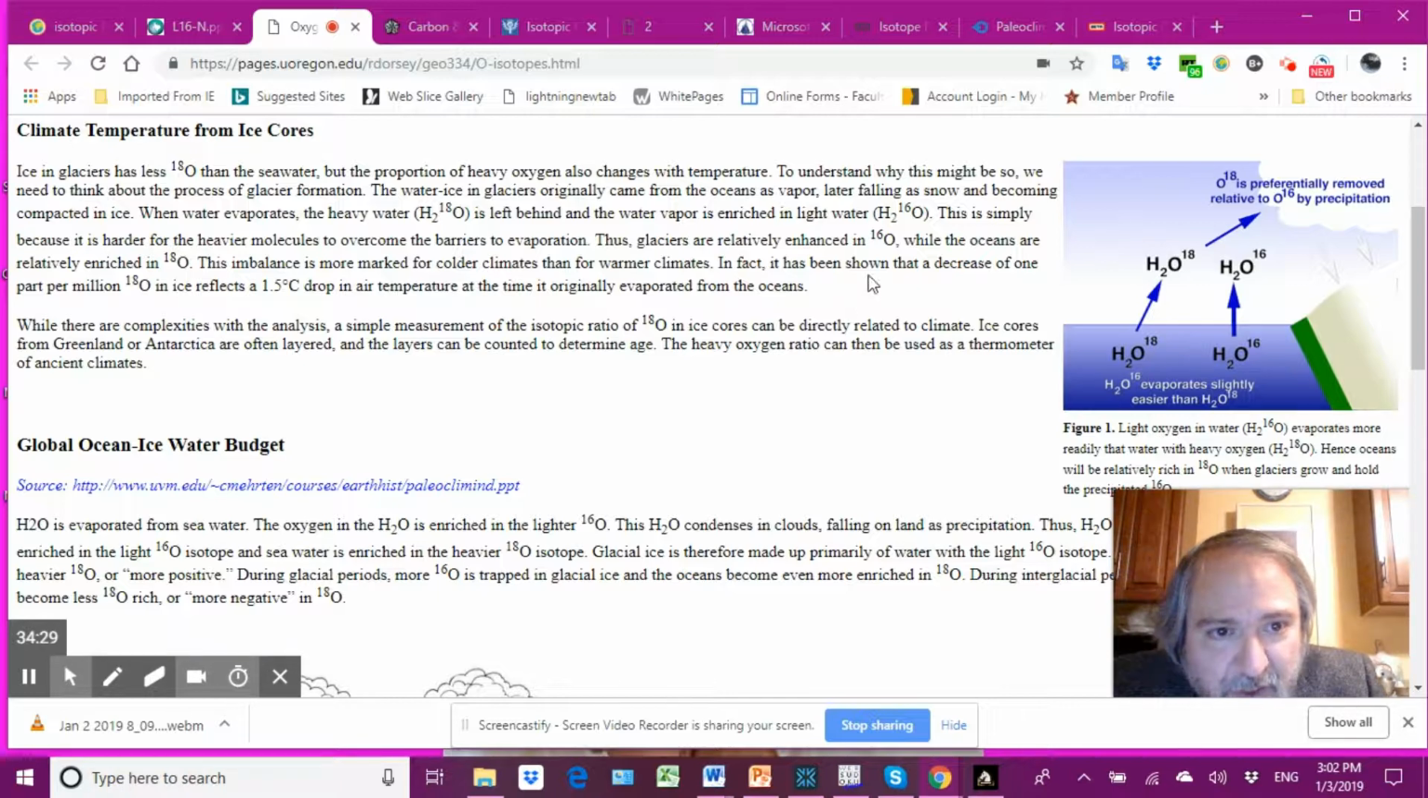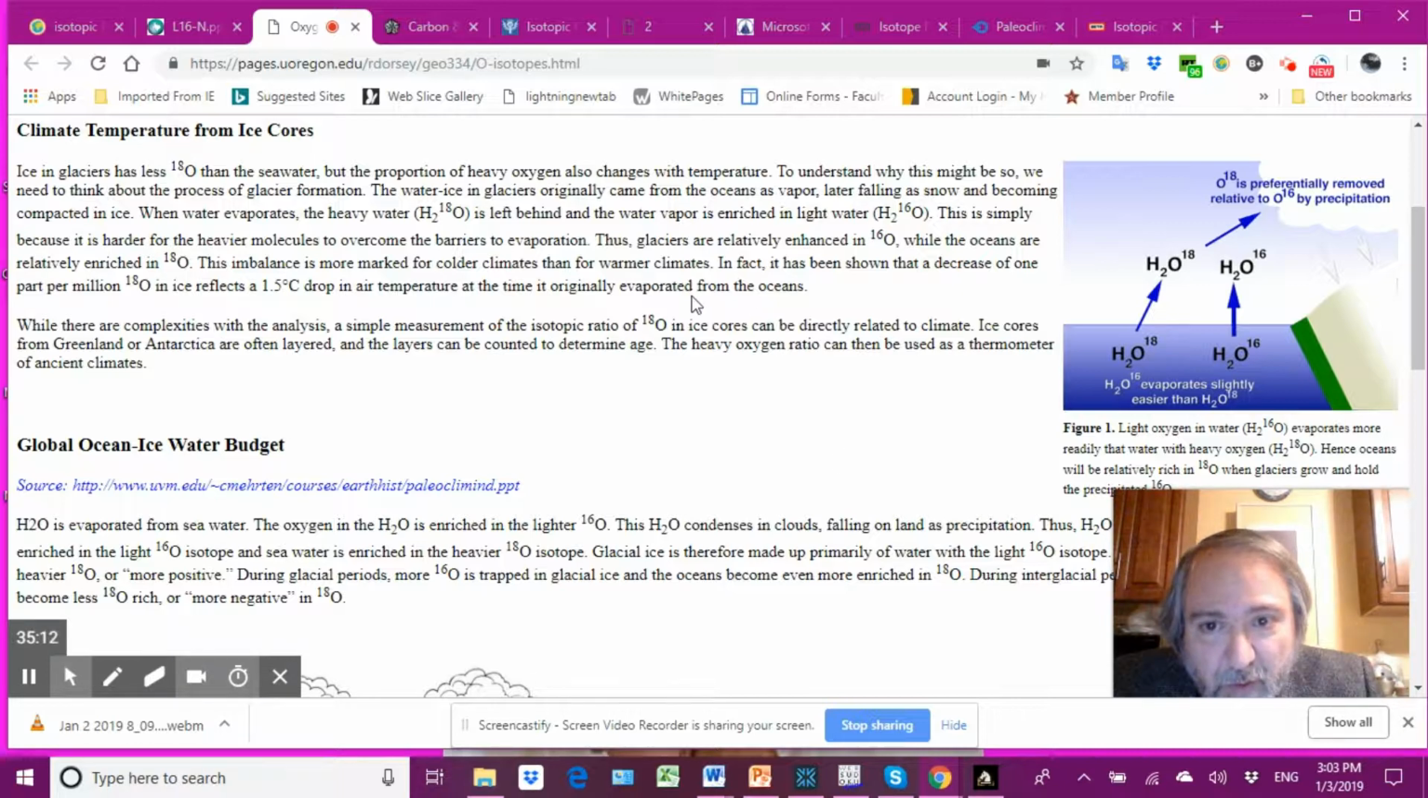To understand why it might be so, we need to think about the process of glacier formation. The water ice in glaciers originally came from the oceans as a vapor, later falling as snow, becoming compacted into ice. When water evaporates, as we've been saying before, the heavy water, H2 18O, is left behind. The water vapor is enriched in light water, H2 16O. Any water molecule containing 18O will precipitate out quickly, leaving behind the water molecules with the 16O to travel north and be deposited as snow.